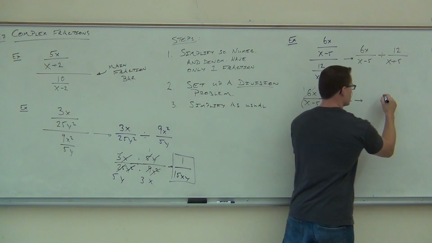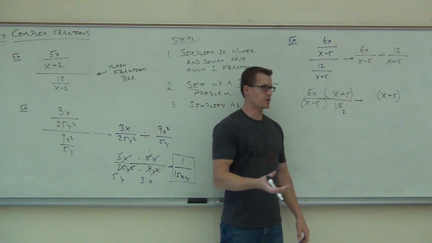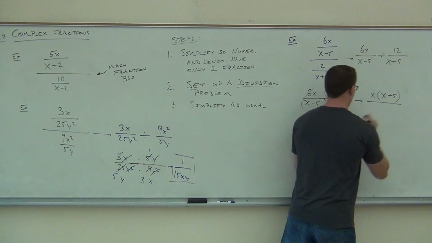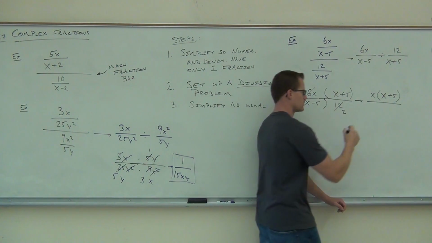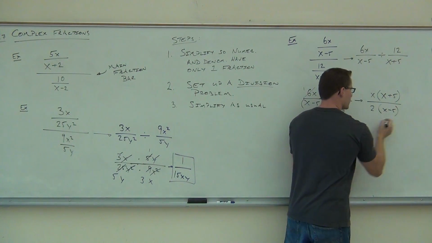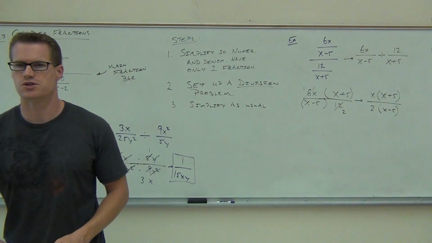X, that's it? No, x times... If you just put x plus 5, you're forgetting something. What are you forgetting? x. Okay, we need that. And what else? 2. Yeah, we generally write the 2 first. x minus 5. Nothing else simplifies. Don't distribute it. You're done. That's as far as you can go.